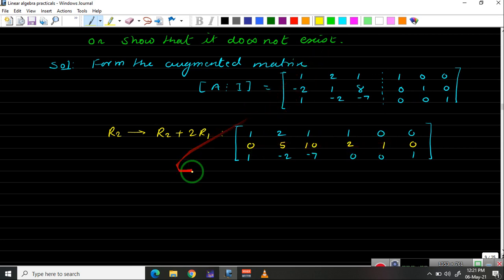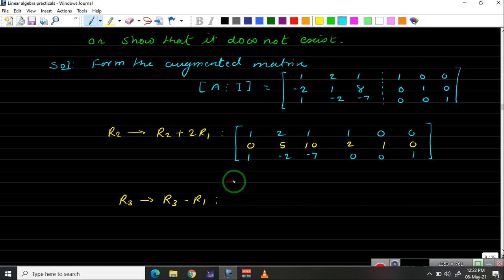Now let us operate on this matrix. Let us make this 0. And how will we make this 0? We will change the third row to the third row minus the first row. We will use the first row for the first column, the first entry over here. And with this we will get a matrix.